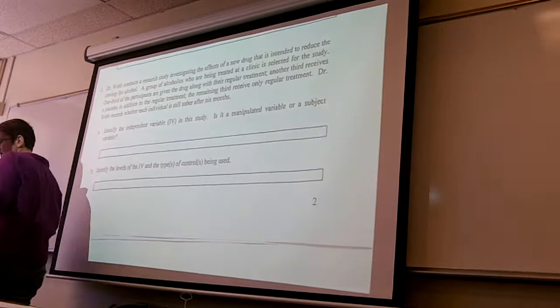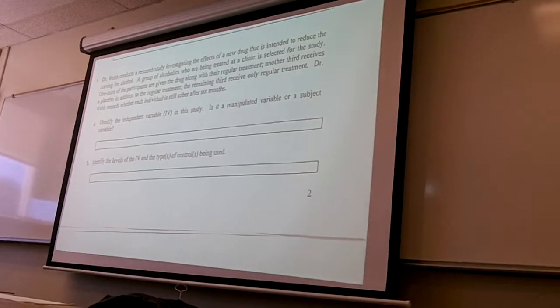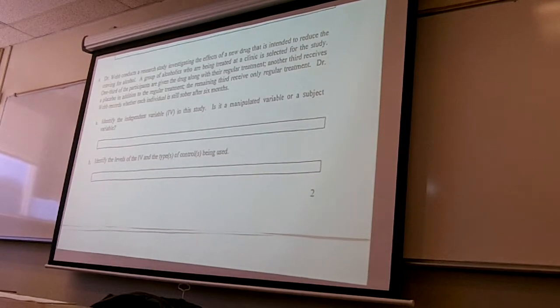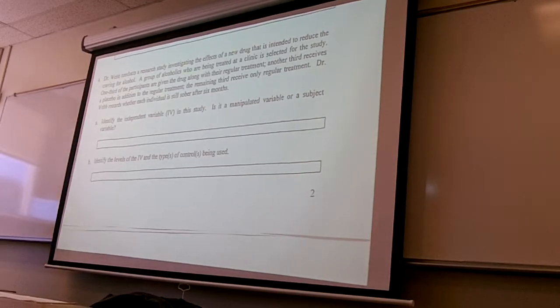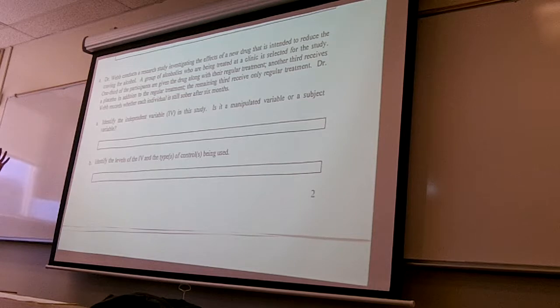So this one says, Dr. Webb conducts a research study investigating the effects of a new drug that's intended to reduce the craving for alcohol. A group of alcoholics who are being treated at a clinic is selected for the study. A third of the participants are given the drug along with their regular treatment. Another third receive a placebo in addition to the regular treatment. The remaining third receive only the regular treatment. Dr. Webb records whether each individual is still sober after 6 months.